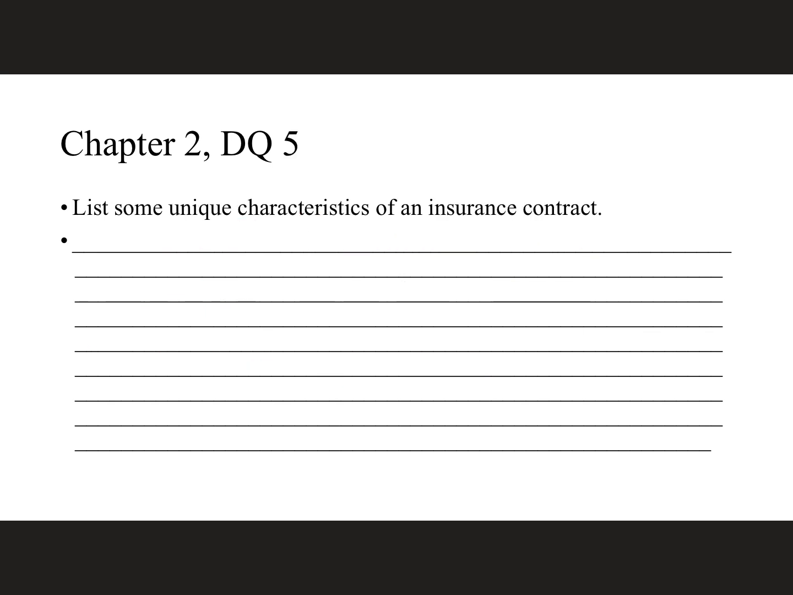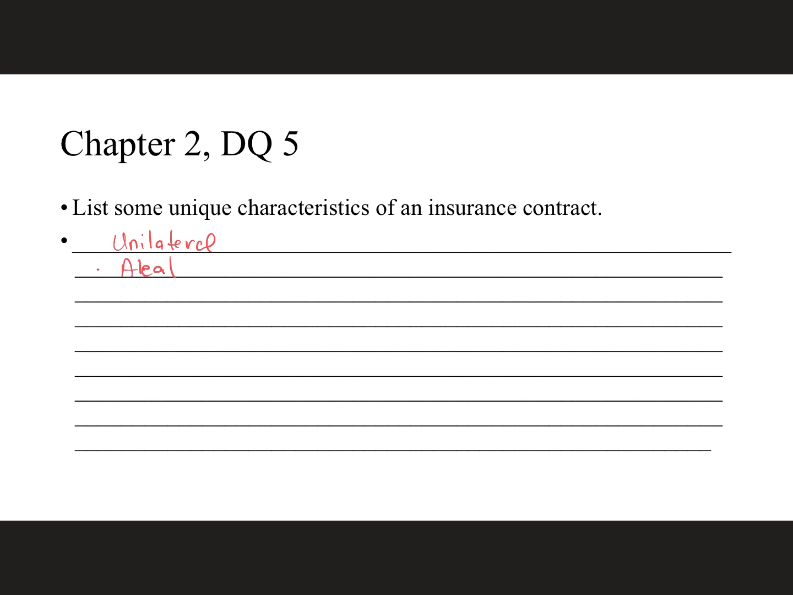All right, number five, list some unique characteristics of an insurance contract. I will go through a few of them, but may not hit all of them. So just make sure that you're going back through and reviewing these. One of the first components is that it is unilateral. Unilateral basically means that the insurer is making a promise and they're the only ones making a promise. So therefore it is a unilateral contract. There's only one party making a promise.